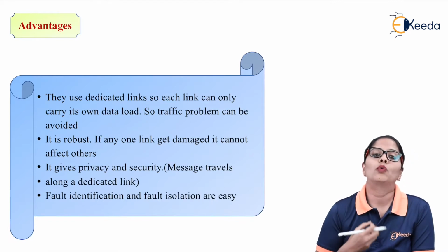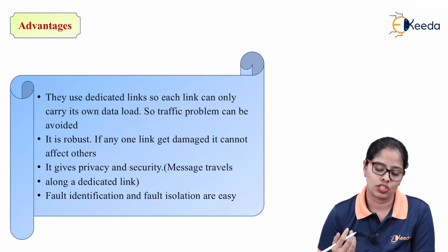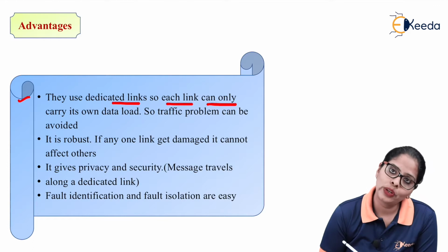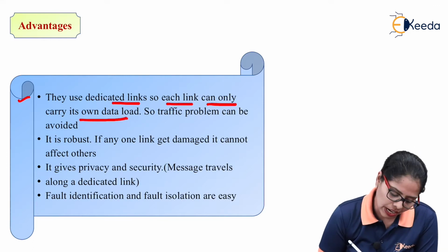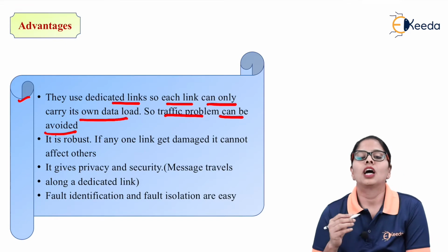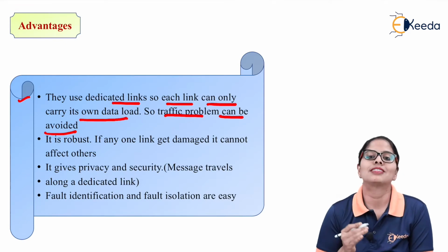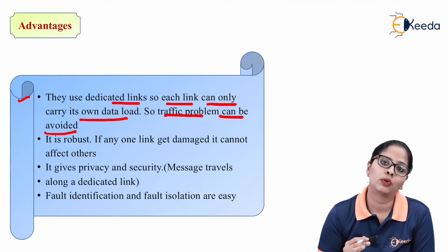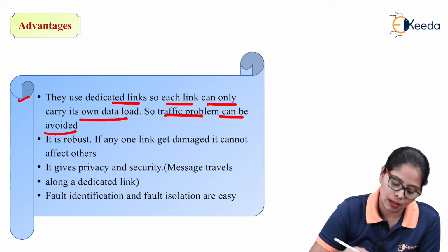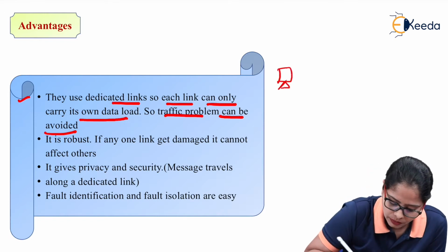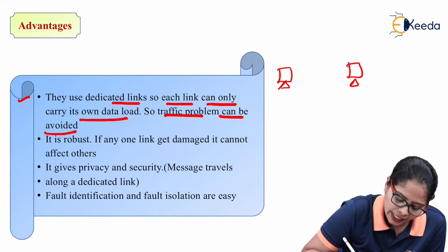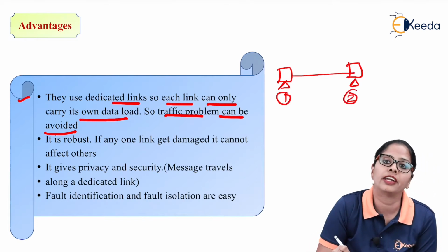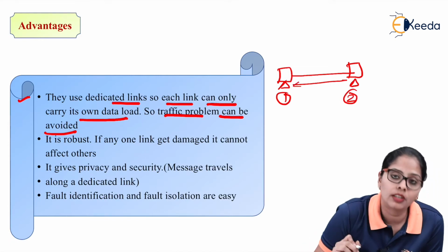Now let us discuss what are the advantages of mesh topology. They use a dedicated link, so that each link can only carry its own data, so the traffic problem can be avoided. Now, as you know, between two computers there is a dedicated link. So only the traffic which is related to those two computers is carried. For example, now see here, this is my computer 1, this is my computer 2. The dedicated link means what? Only the traffic related to 1 and to 2 is going to be carried over here.